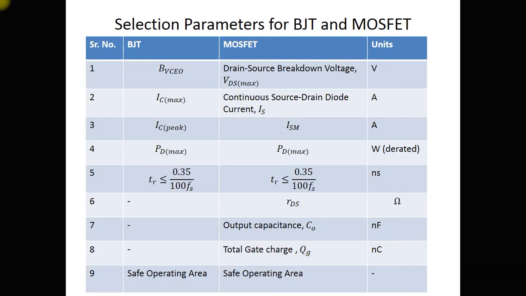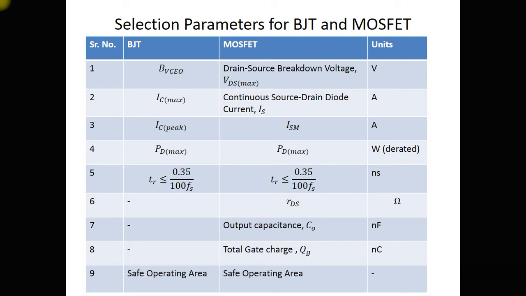Selection parameters for BJT and MOSFET. In the case of BJT, just like the selection parameters we have seen in the class earlier, we have BVCEO, the breakdown voltage, that is the maximum voltage across collector and emitter of the BJT when the base is open. Similarly we have VDS max in the case of the MOSFET. This has to be taken sufficiently large, as we know that we use a factor of safety. So we have to find out what the VCE max is, and correspondingly select the device so that it is capable of withstanding this maximum voltage.